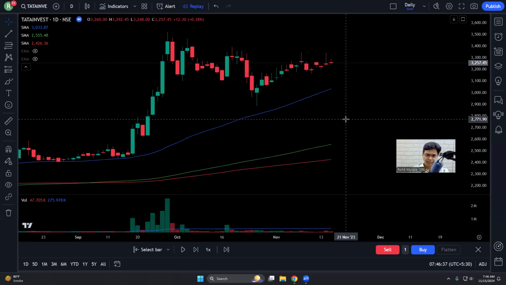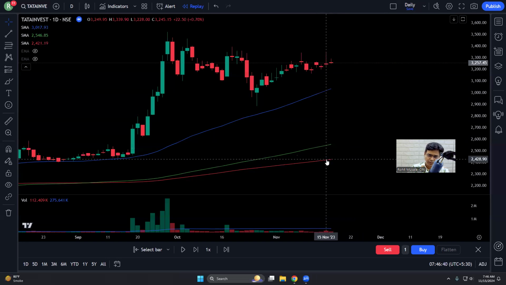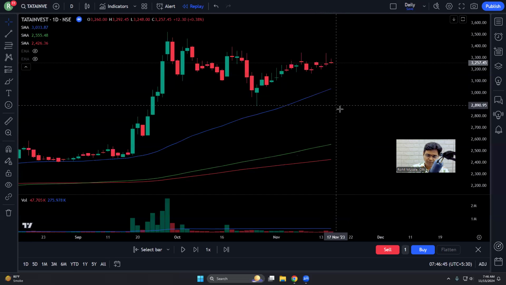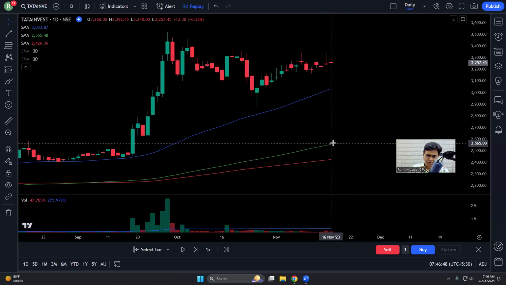The first criteria that I look for is blue, green, red. The price should be above the blue line, which is the 50-day simple moving average. The blue line should be above the green line, which is the 150-day simple moving average. And the green line should be above the red line, which is the 200-day simple moving average. So price, blue, green, red, and preferably the slope of all three lines should be positive. That is a strong stage 2 uptrending stock. So as you can see, this stock is already in a stage 2 uptrend.